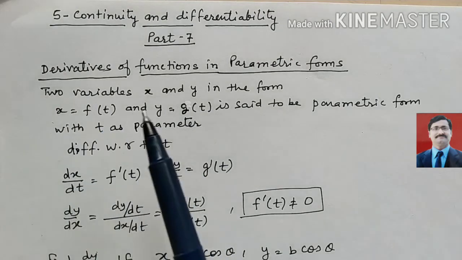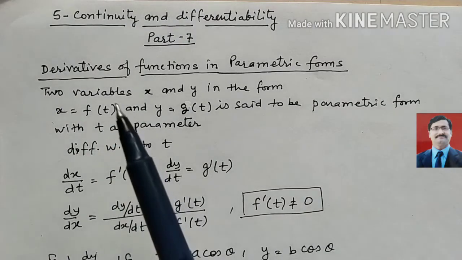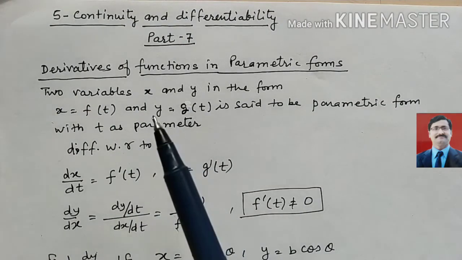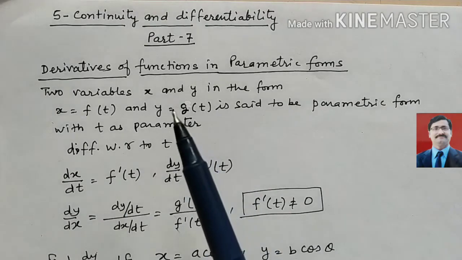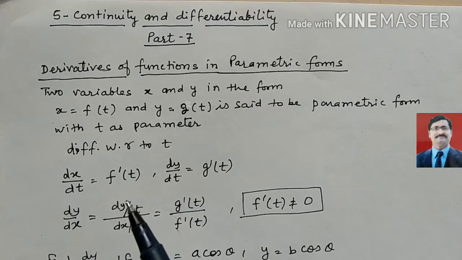Now x is f(t), so dx by dt will be f dash t. F dash t is the differential of f(t). Now y differential is dy by dt equal to g dash t. Now we have to find dy by dx, and dy by dx is equal to dy by dt upon dx by dt. We have dy by dt as g dash t and dx by dt as f dash t. So we get dy by dx equal to g dash t upon f dash t. Now the condition here is that f dash t should not be equal to 0.